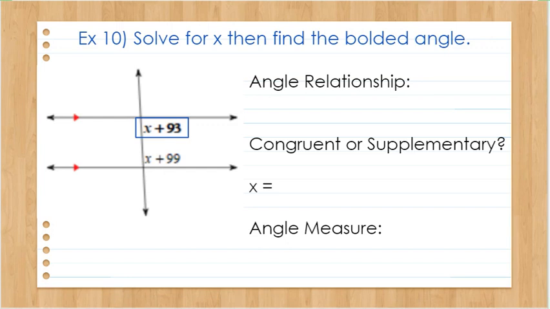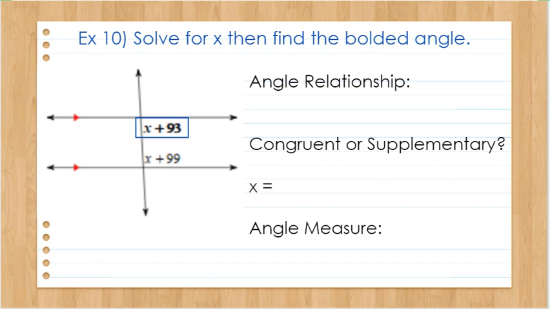Example 10, solve for x and then find the bolded angle. On your paper, you'll notice that this top one, x plus 93, is a little bit darker than the bottom one, x plus 99. After we state the relationship and tell if they're congruent or supplementary, we want to find x just as we did before. But then we're going to go to the next step, which is plug it back in and solve for the missing angle measure.